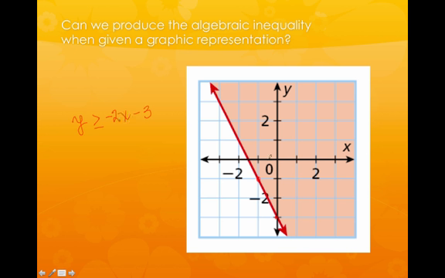So let's go ahead and pick a point. I'm going to try 0, 0. Is 0 greater than -2 times 0 minus 3? 0 is in fact greater than -3, so that point is a solution to this inequality. So I have written it correctly as y is greater than or equal to -2x minus 3.